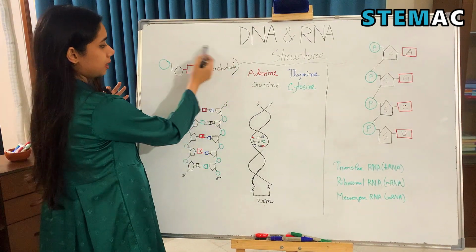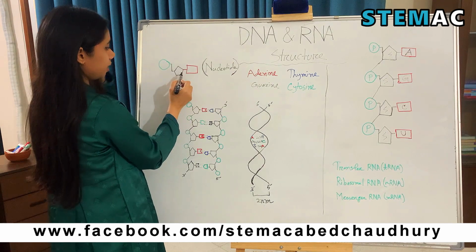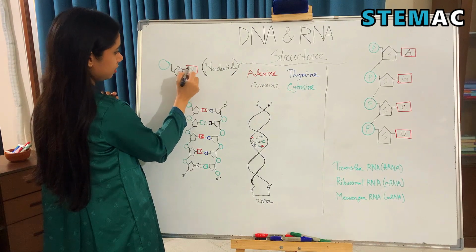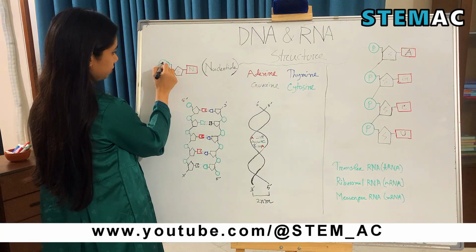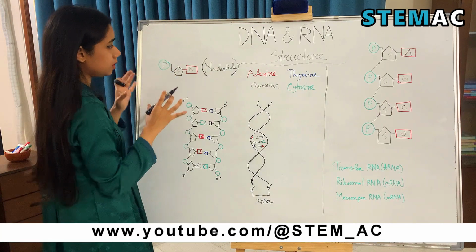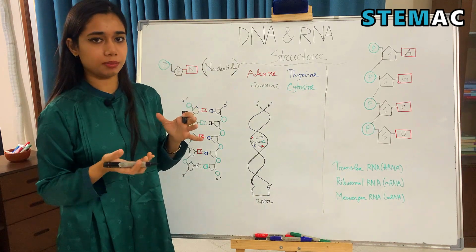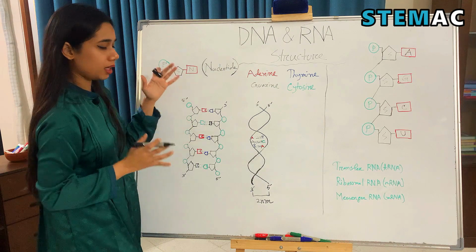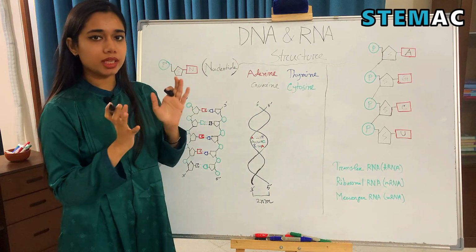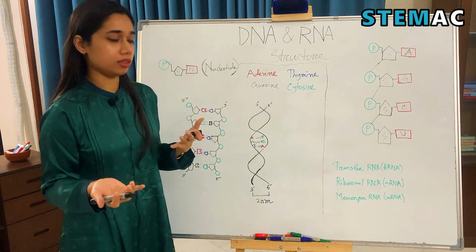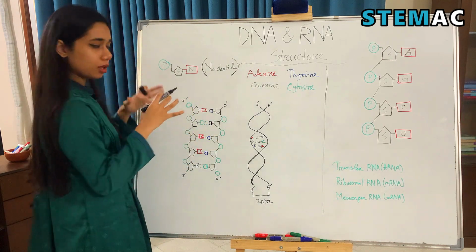So this is basically a nucleotide where we have a pentose sugar and a nitrogenous base, and at the other side a phosphate group. DNA and RNA both are made up of nucleotides. When we bring multiple nucleotides together, we get a polynucleotide, and DNA and RNA both are polynucleotides. So how are polynucleotides formed?